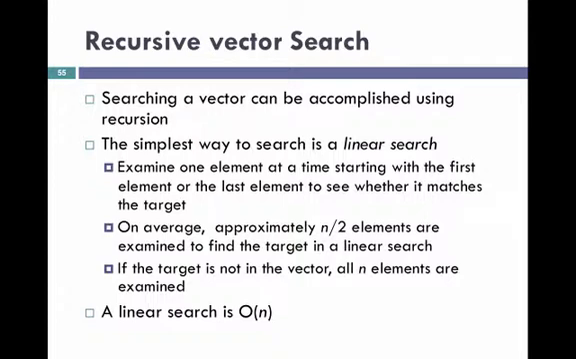Searching a vector can be accomplished using recursion, and the simplest way to search is a linear search. We examine one element at a time, starting with the first element or the last element, to see whether it matches the target. On average, about n over 2 elements are examined to find the target in a linear search, if you're assuming a random collection of values and random searches. Now, if the target is not in the vector, then all n elements are searched. So a linear search is order n.